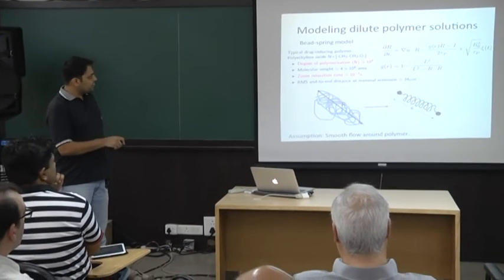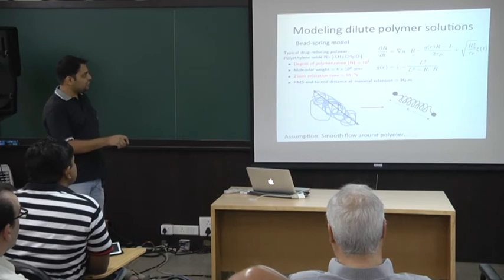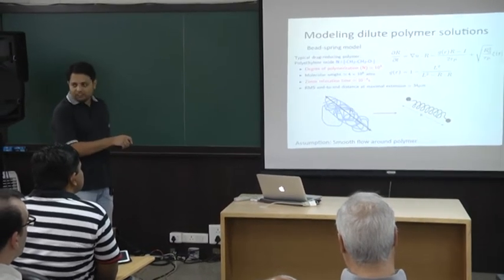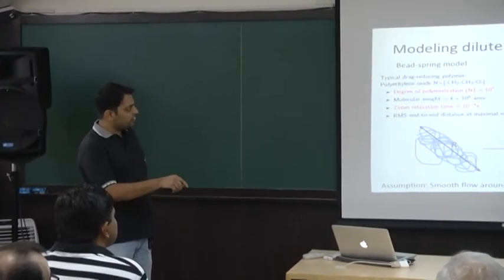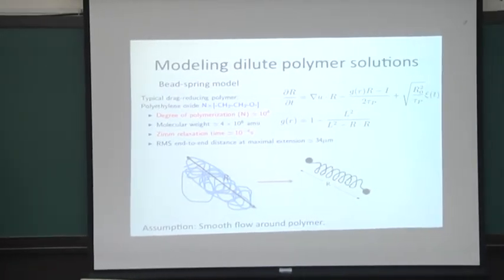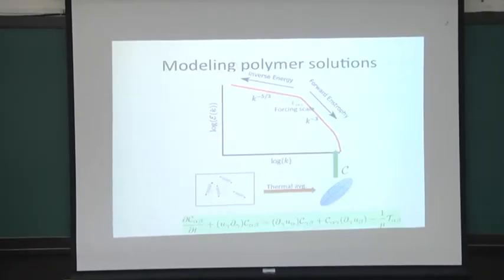This equation has 3 parts. The first part is the fact that if you have a velocity gradient across the polymer, then it would stretch the polymer. The second part is that because of the entropic forces, the polymer would like to relax to the coil state, and then there is a contribution because of the noise.